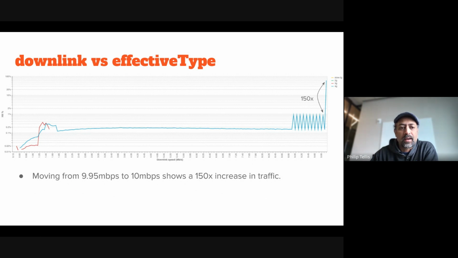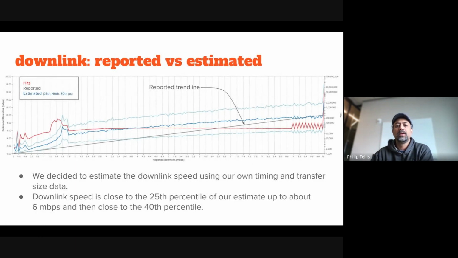And that's where I wanted to concentrate a little more. So instead of looking at just the reported values, I looked at our own transfer size and download time data to calculate an estimated downlink speed. Now, the estimated downlink speed is supposed to be less than the advertised or the reported downlink speed, because there might be other hops in between that slow things down. But that's not exactly what we see.